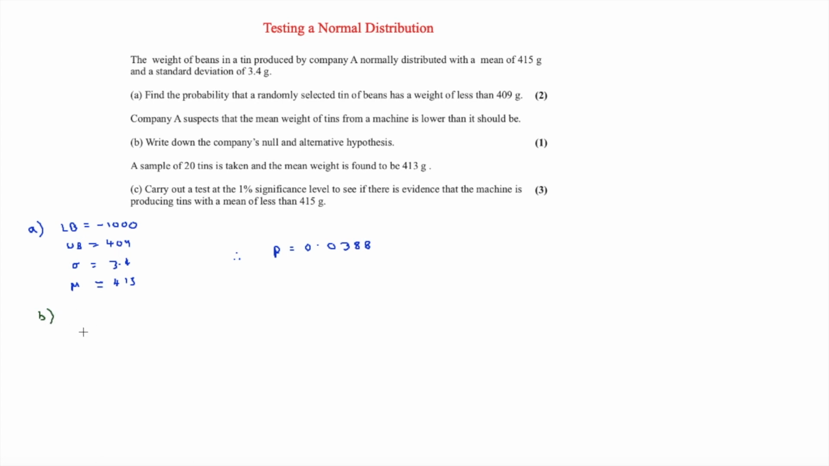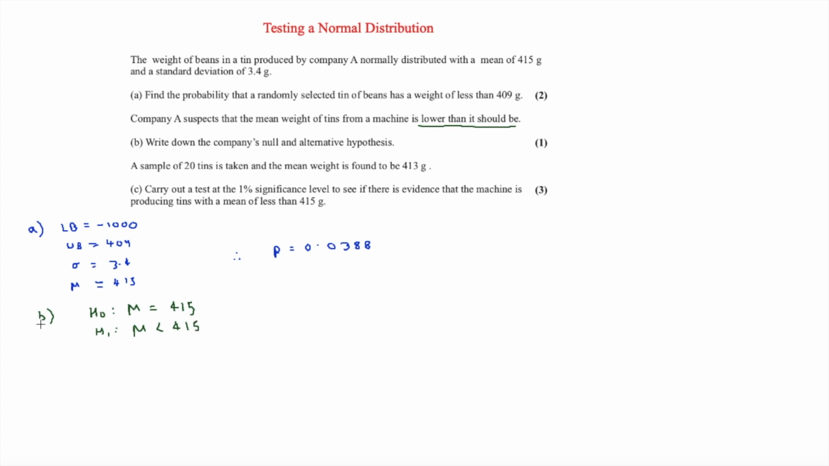In this case, H0 says that the mean is equal to 415. That is its hypothesized mean, and H0 is saying that this is true. In H1, we're going to say that this is actually not true. It says here that it suspects the mean weight is lower than it should be. Because it's lower, we say that the mean is less than 415. That is our alternative hypothesis.